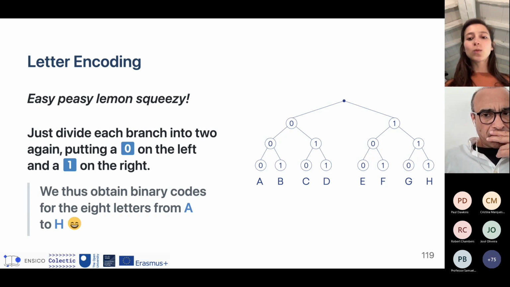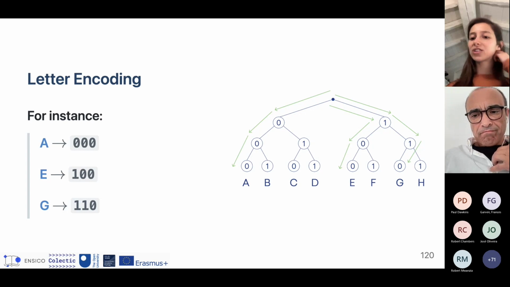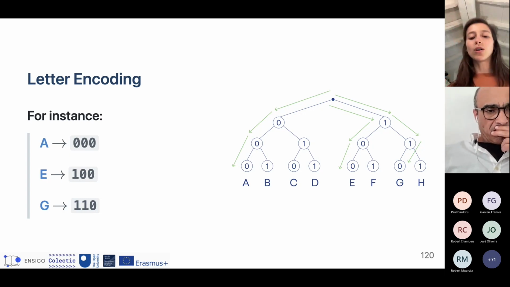Now, for instance, what is the binary code of letter A? Well, we just follow the path, and it's 0, 0, 0. And what's the binary code of E? We just follow the path, 1, 0, 0. And G, for instance, is 1, 1, 0. H will be 1, 1, 1. So we just go along our little paths and we get the codes.